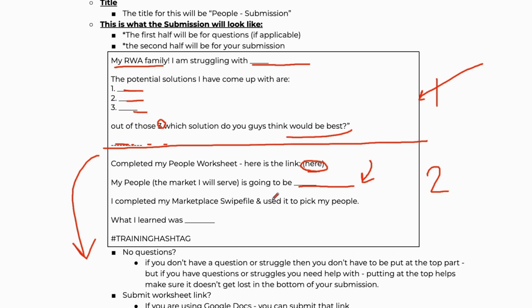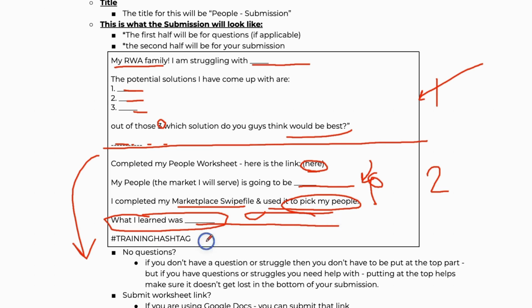You're also going to let everybody know, hey, I did complete my marketplace swipe file, and I used it to pick my people. I picked my market, and then what I learned from this activity, from doing my swipe file and all of this, was such and such. And then obviously that is the training hashtag that we talked about earlier, which you're just going to have at the bottom there when you hit enter, enter, enter.